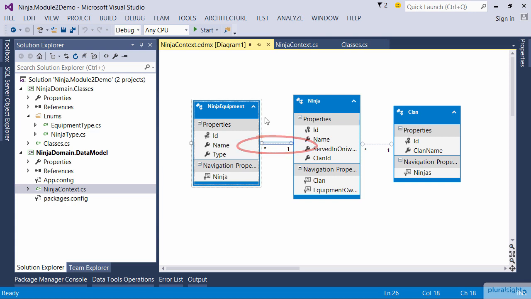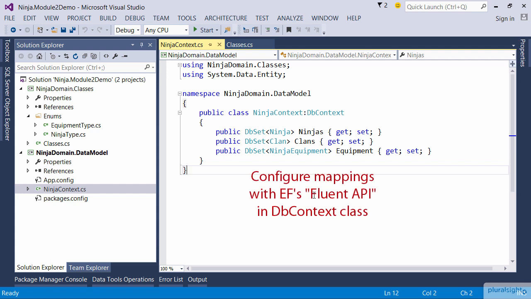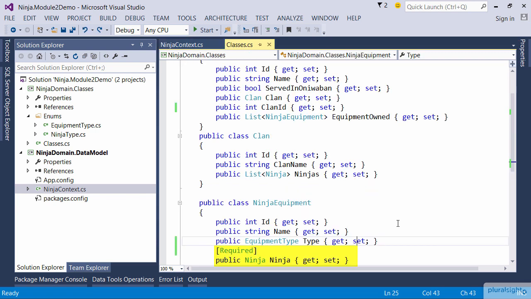Now, there's another way to apply those rules, especially rules that are really about how these classes should map to the database and aren't related to the business rules of the classes. That's by overriding the conventions with what's called Fluent API configurations, and you can do that right in the DbContext class. So we're keeping that Entity Framework-specific information within the Entity Framework space instead of applying it to our domain classes. But for getting started, this is the simplest way to solve that problem.